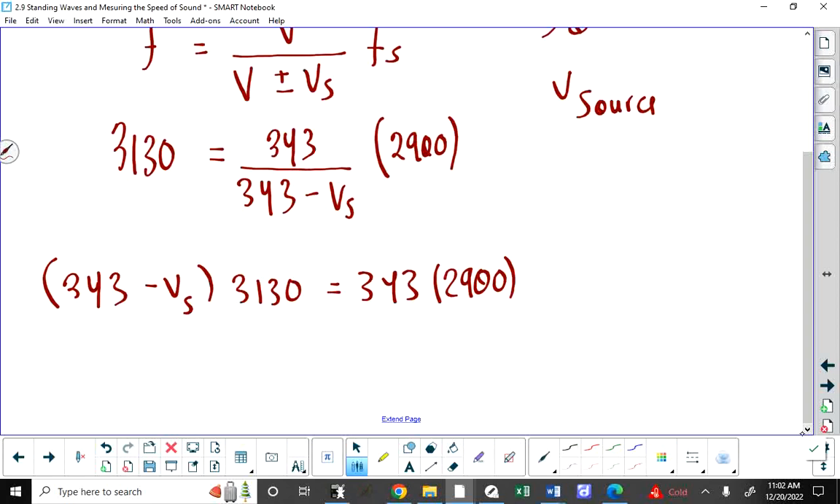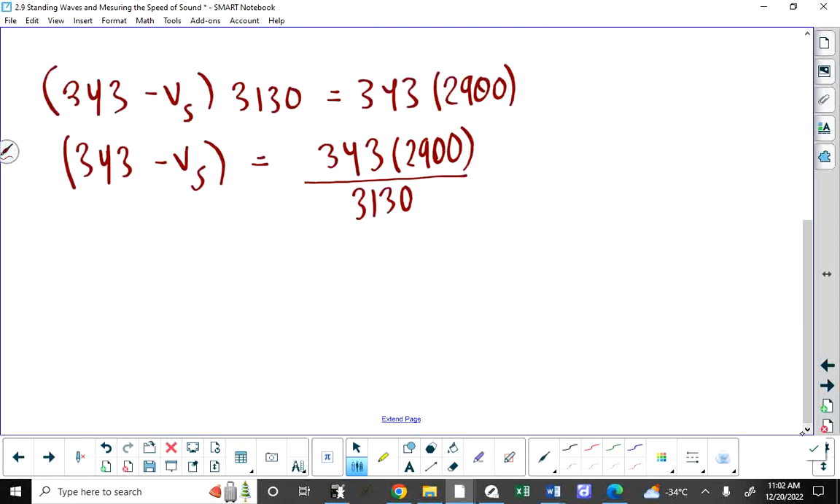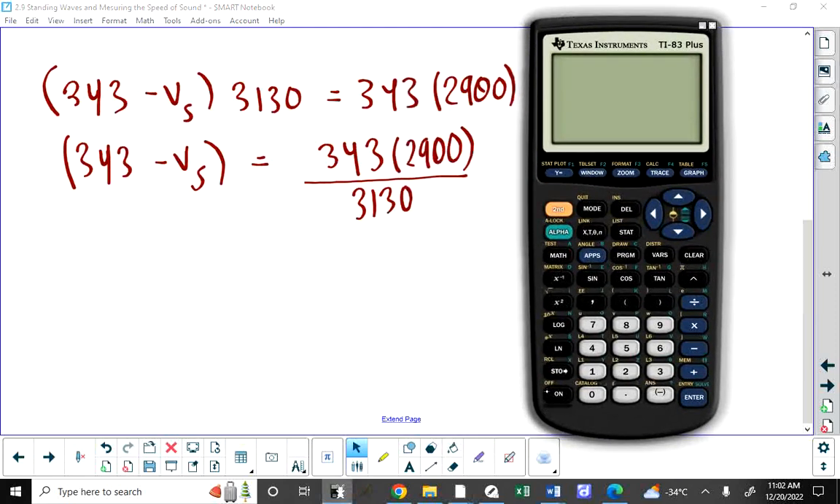If you multiply it in, then you're going to have to figure out what 3130 times 343 is, and you're going to have that minus 3130 Vs. It's going to be a nightmare. Well, not a nightmare, but you know what I mean. It's going to be more complicated. So I can now take 343 minus Vs and write that it's equal to 343 times 2,900 over 3130. And this thing on the right-hand side, everybody, is just a number. You can figure out what it is. 343 times 2900 divided by 3130.